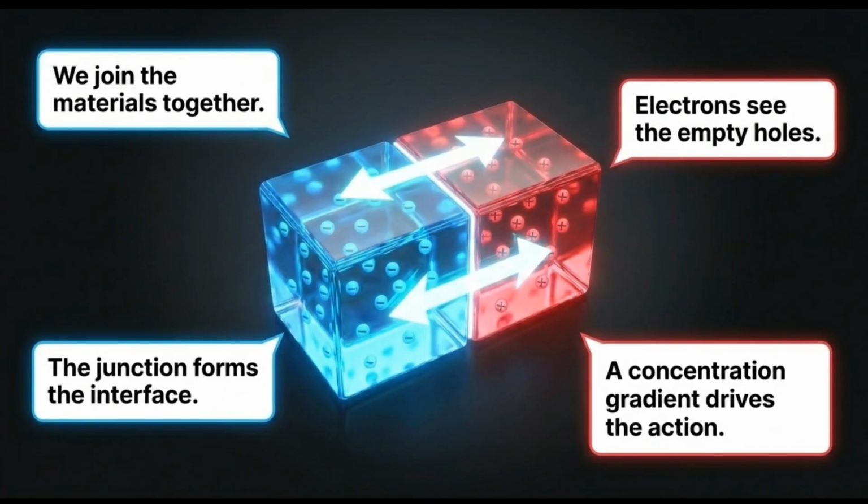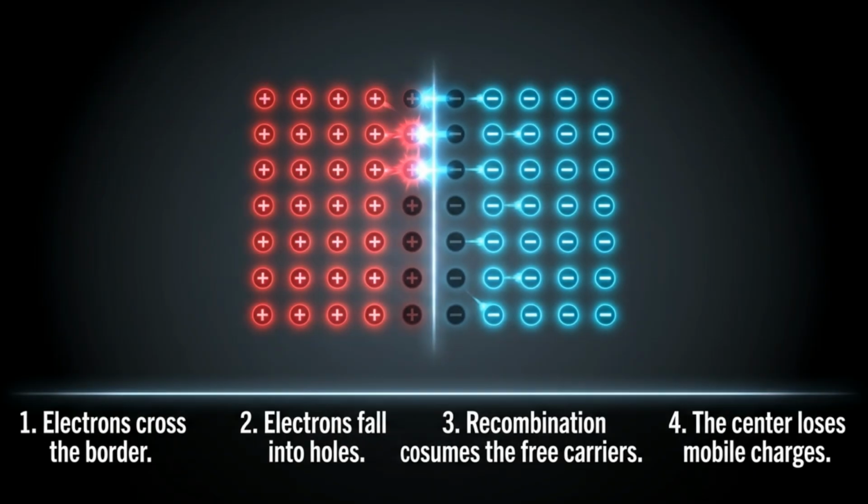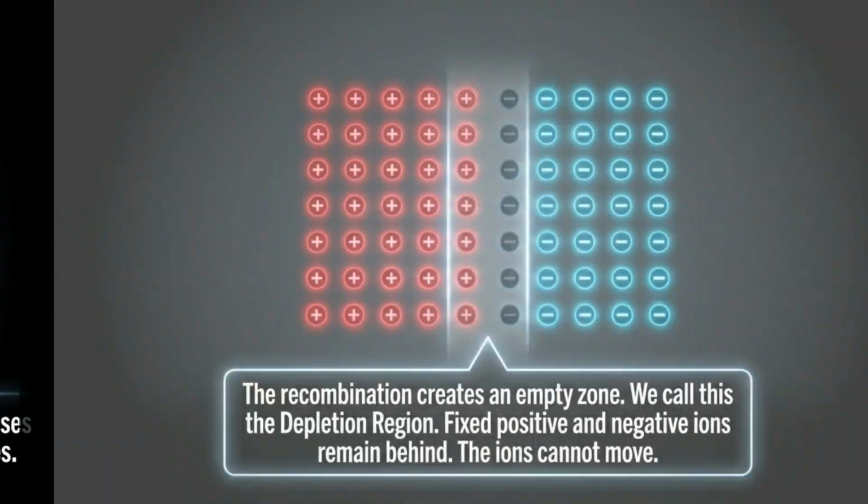When we join the materials, the junction forms an interface. Electrons on the N side see the empty holes on the P side. This concentration gradient drives the initial action. Electrons cross the border and fall into holes. This process, called recombination, consumes the free carriers. The central area loses its mobile charges.